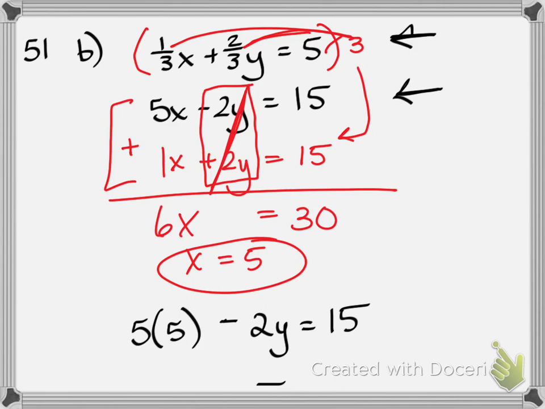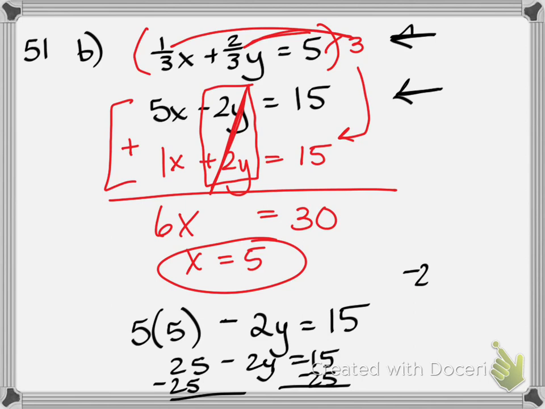So plug 5 in for the x. So 25 minus 2y is 15. Let's minus 25 on both sides. And you get negative 2y equals negative 10, and divide by negative 2, and you get 5. The answer is 5, 5.